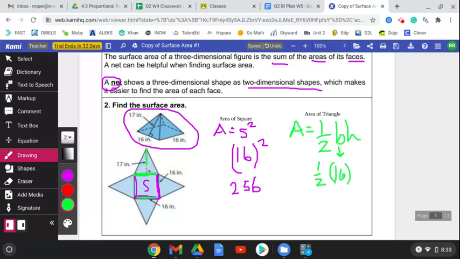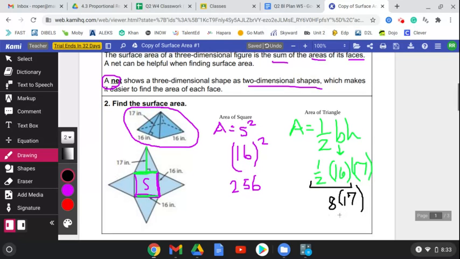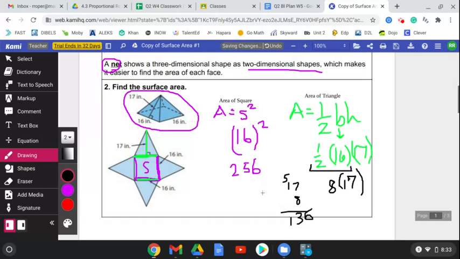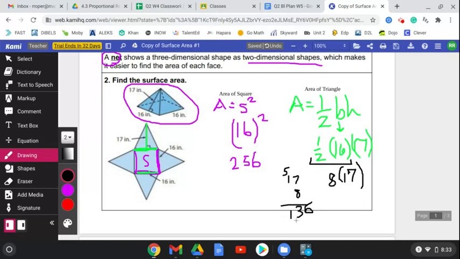What's the height of the triangle? From here to here, it's showing me it's 17. The height of the triangle is 17. Let me first do 1/2 times 16. 1/2 times 16 would be 8, right? Half of 16 is 8. And then you're going to multiply by 17. Let me do this real quick. 17 times 8. 8 times 7 is 56. And 8 times 1 is 8, plus 5 is 13, right? So I get 136. Now, that is the area of one of the triangles, but I have 4 of them.